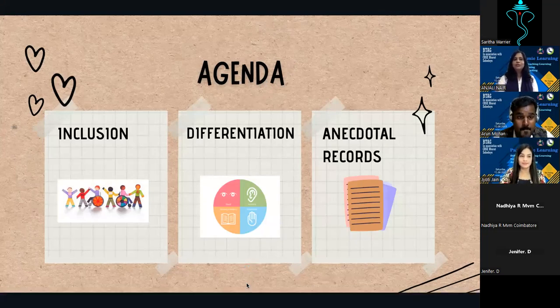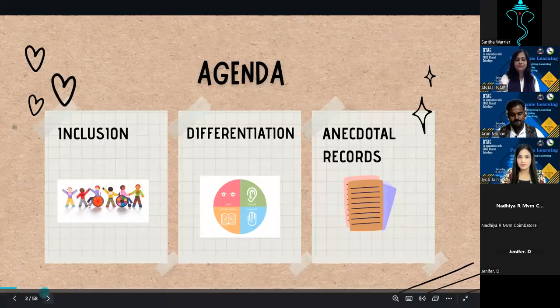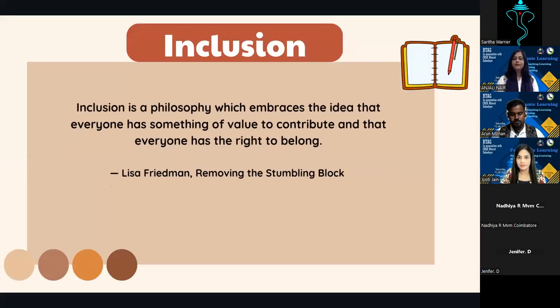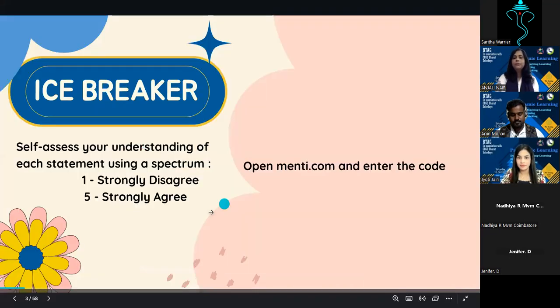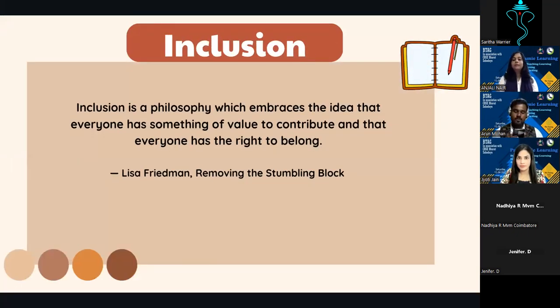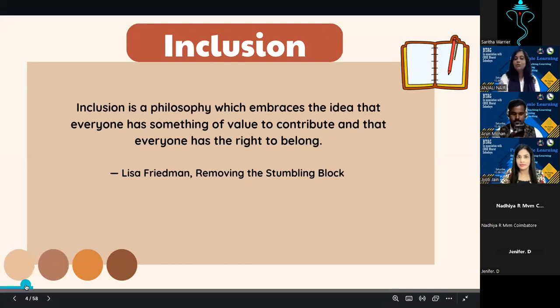Thank you, ma'am. So let's talk about inclusion and what exactly is inclusion. So inclusion is a philosophy which embraces the idea that everyone has something of value to contribute and that everyone has the right to belong. So here we are talking about children, the students in our class. Every child has a right to belong and every child has something of value to contribute. So it's our duty as teachers to understand that.